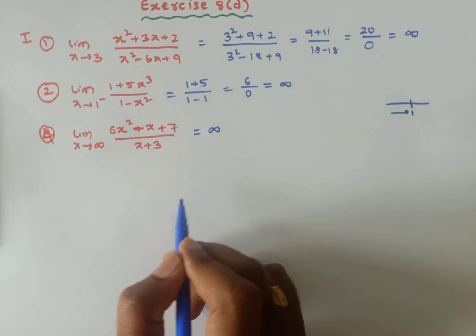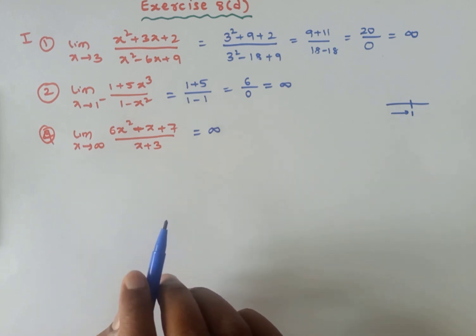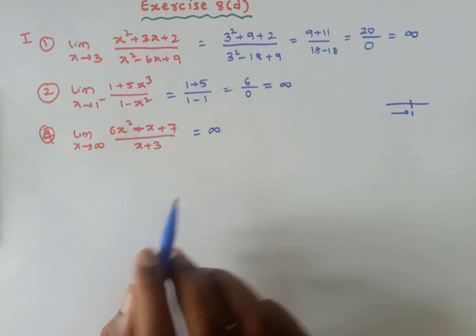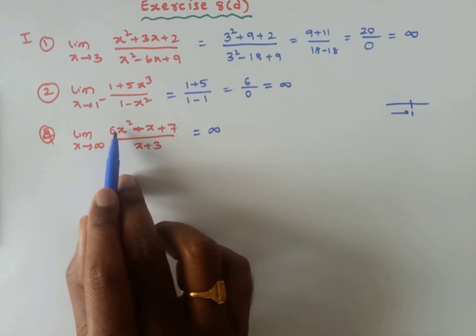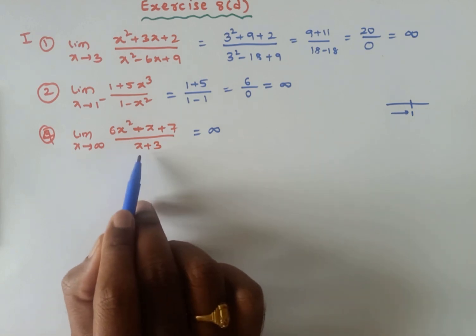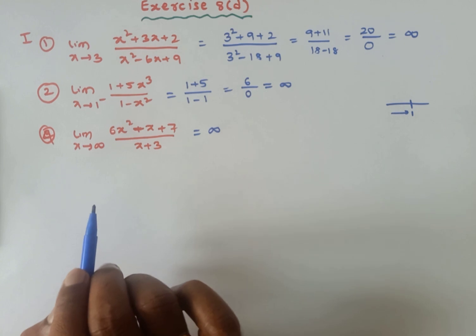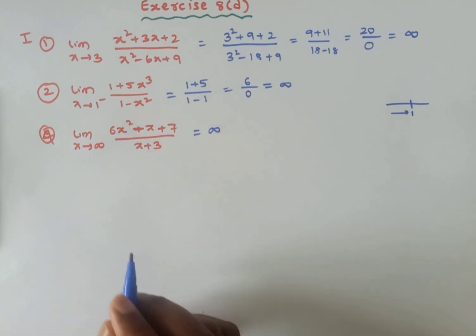And if it is a descriptive problem, then you need to show the work. So how to show the work for getting infinity? Just divide the numerator and denominator by x. Divide by the highest power of x in the denominator. Since the denominator has x, divide the numerator and denominator by x.